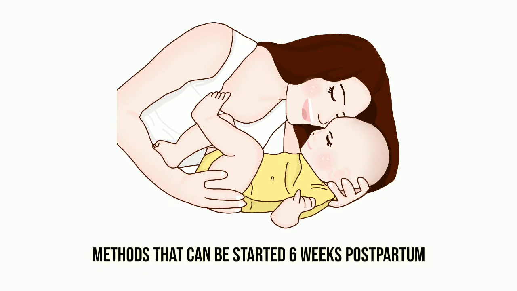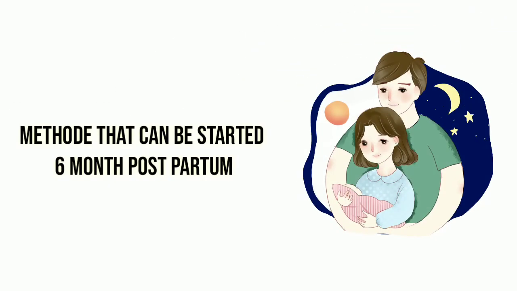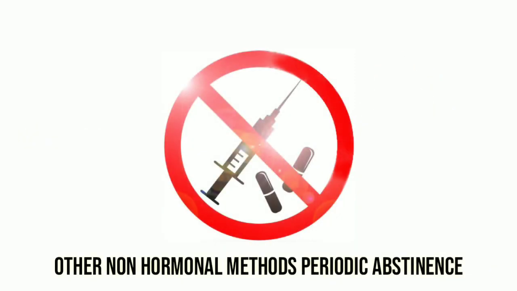Methods that can be started 6 weeks postpartum: progestin-only pills, progestin-only injectables, subdermal implants, hormonal IUDs. Methods that can be started 6 months postpartum: methods containing estrogen, combined oral contraceptives, combined monthly injectable. Other non-hormonal methods: periodic abstinence.